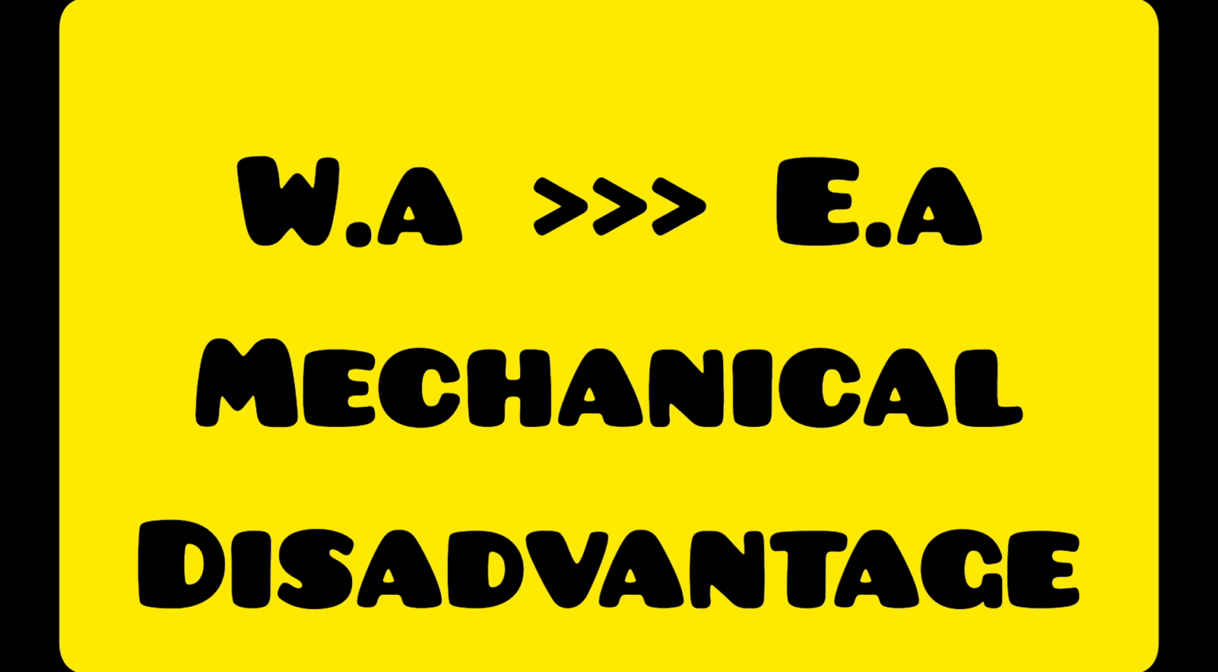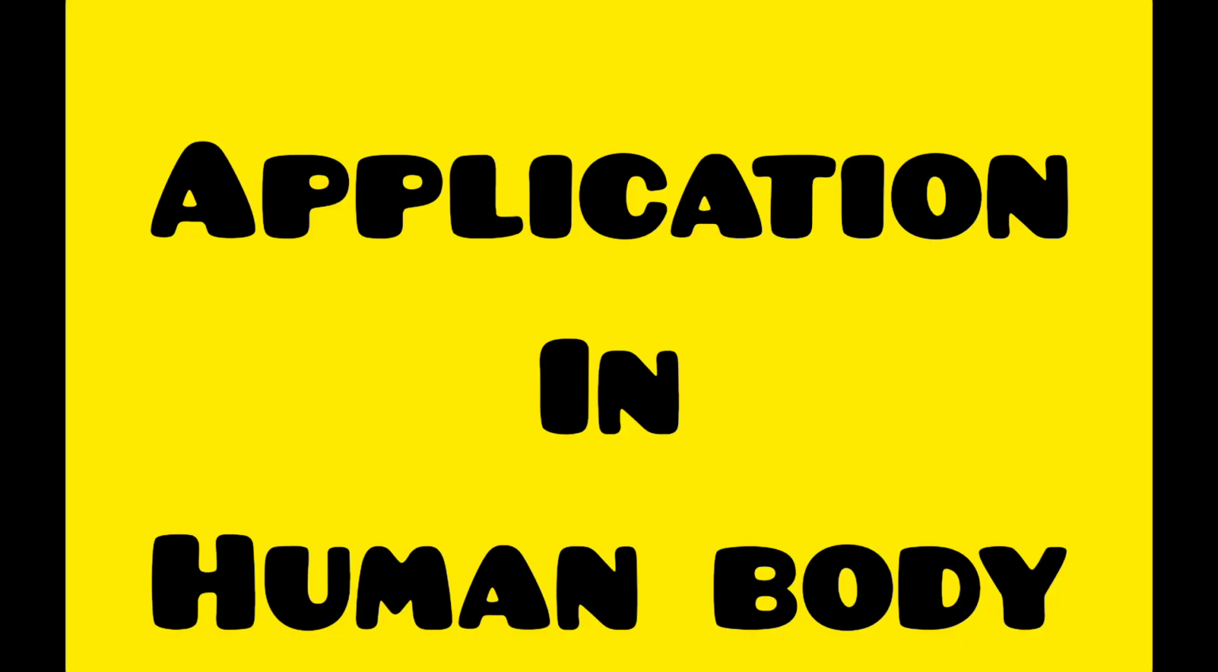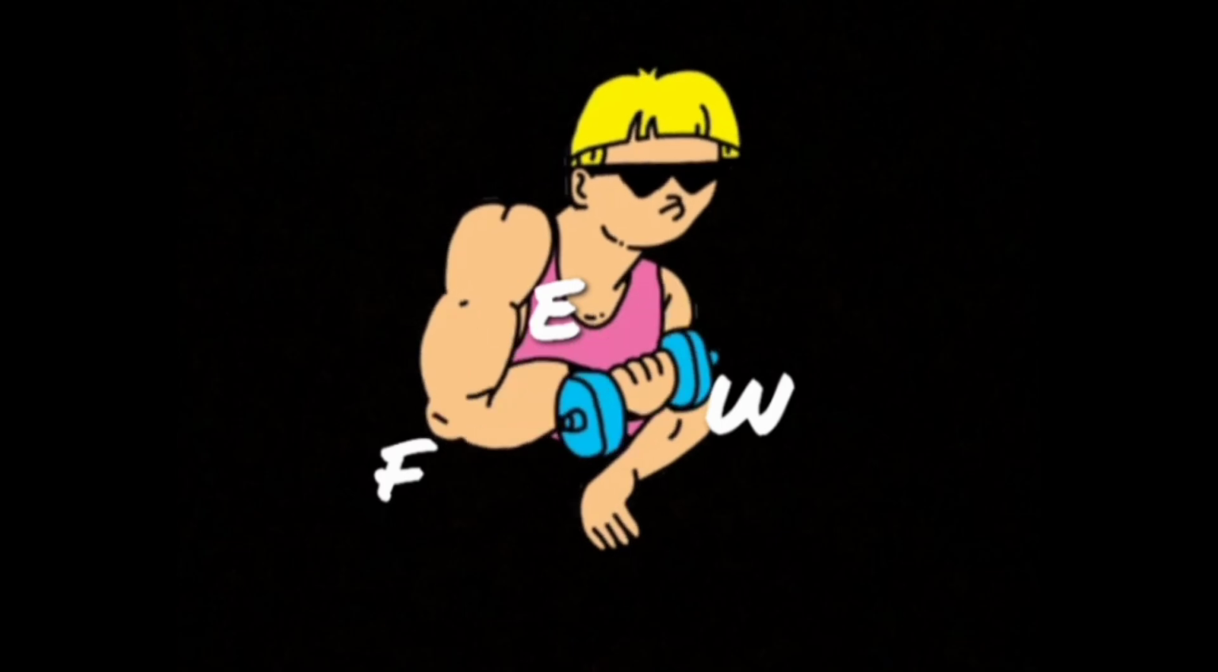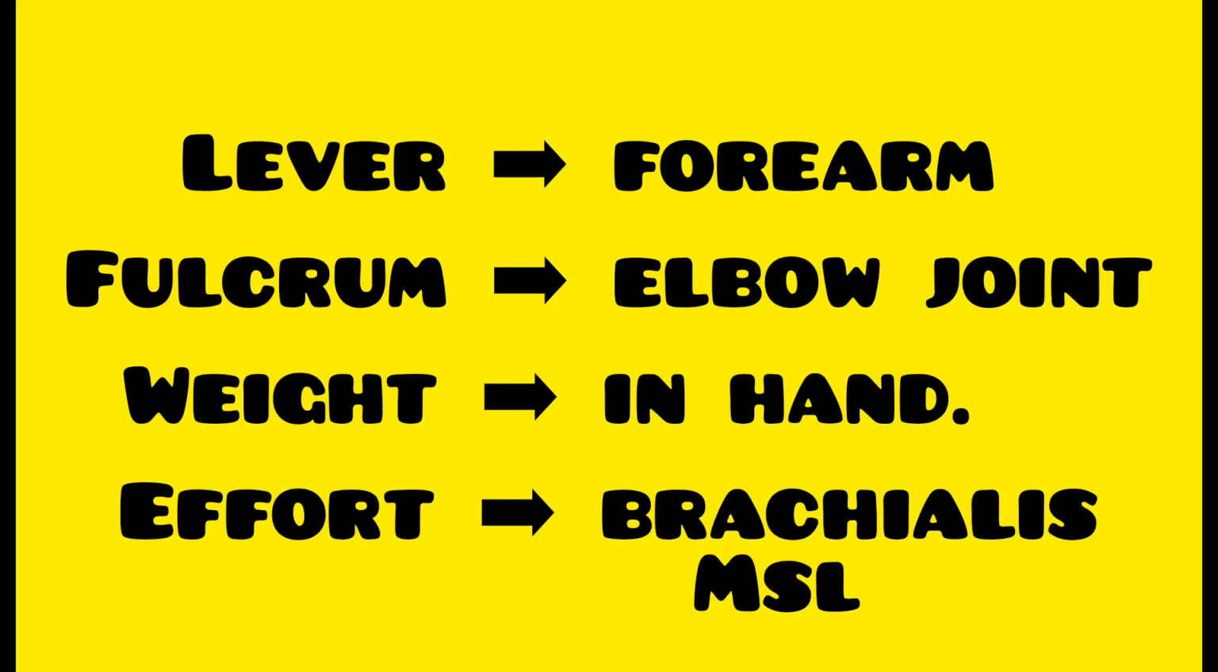Now, moving towards its application in human body. When the lever is in the forearm, fulcrum is the elbow joint, load or weight is held in the hand, and effort is applied by the contraction of the brachialis muscle.